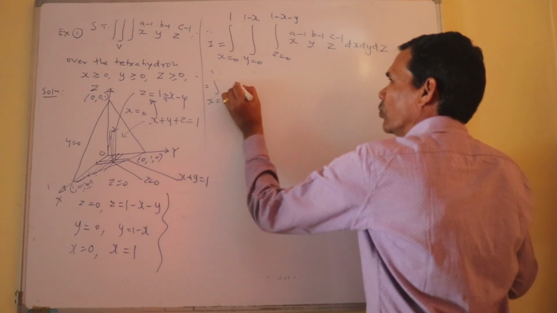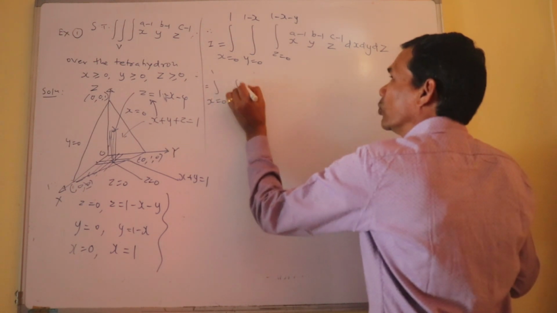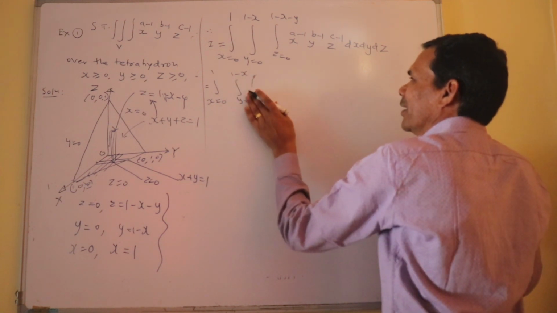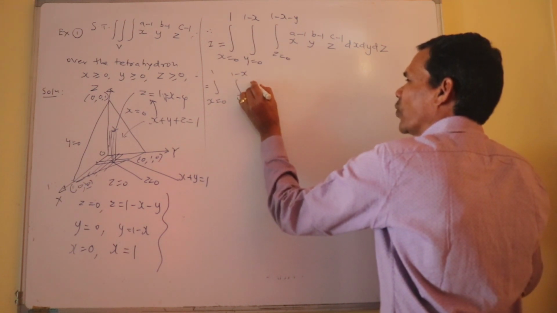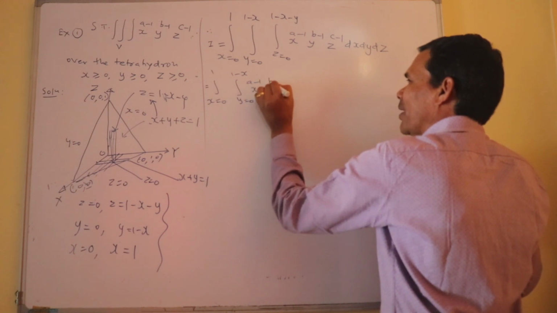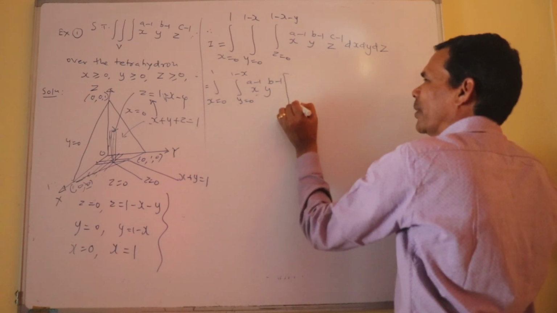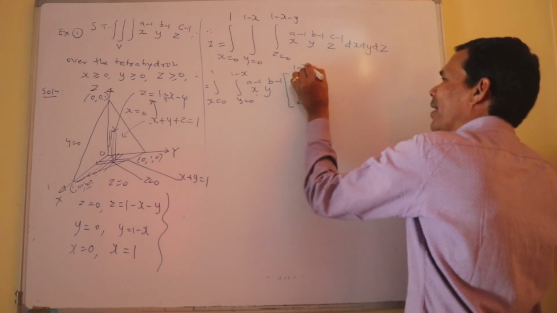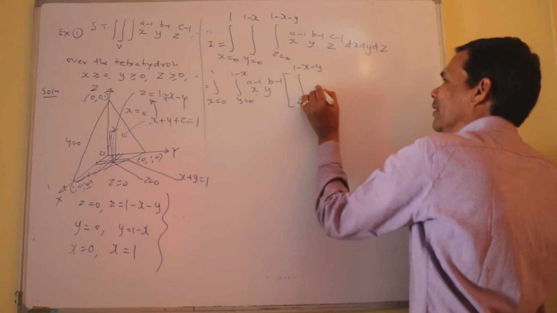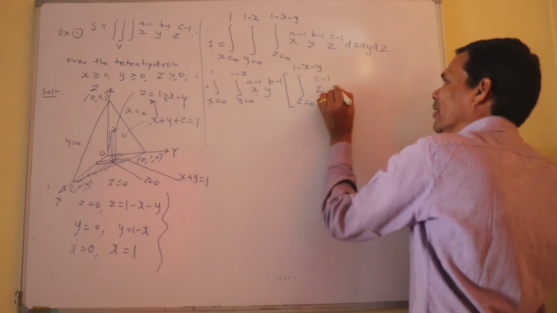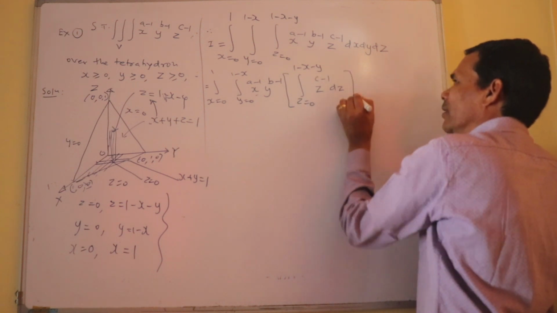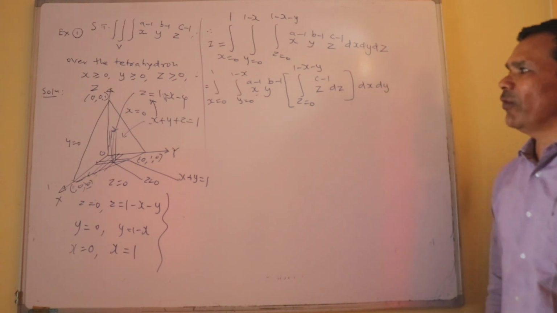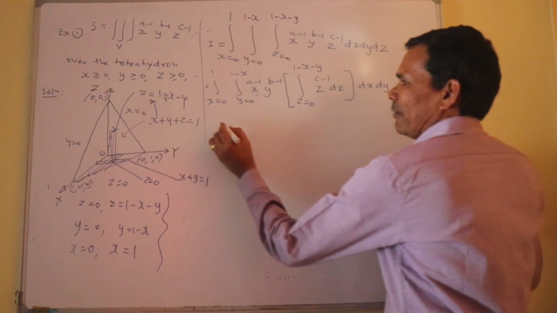x from 0 to 1, y from 0 to 1 minus x, and here I take x raised to a minus 1 outside, y raised to b minus 1 outside, because with respect to z we are integrating, so x and y are constant. Then 1 minus x minus y, and this z raised to c minus 1 into dz into dx dy. It is called variable separable form. So we simplify this further.